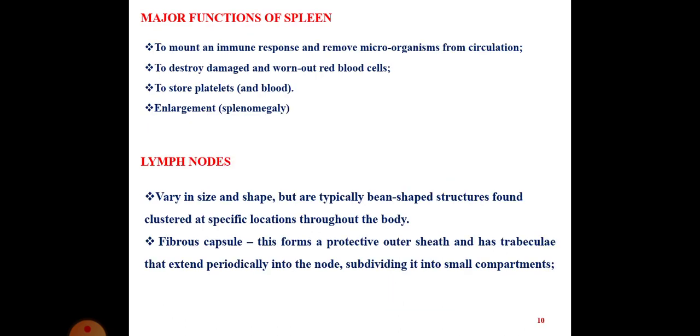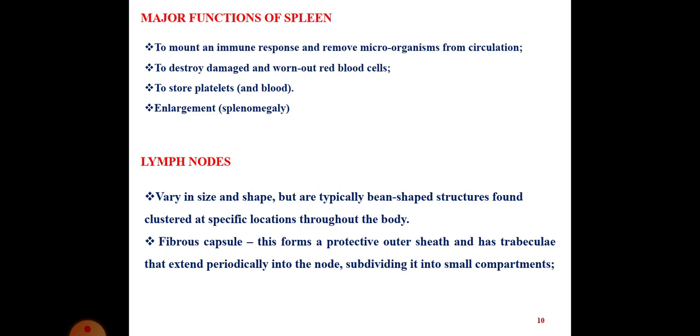And the major functions of the spleen: to mount an immune response and remove microorganisms from the circulation, to destroy damaged and worn out red blood cells, and to store platelets and sometimes blood. The enlargement is known as splenomegaly. And we see about the next secondary lymphoid organ, lymph nodes.